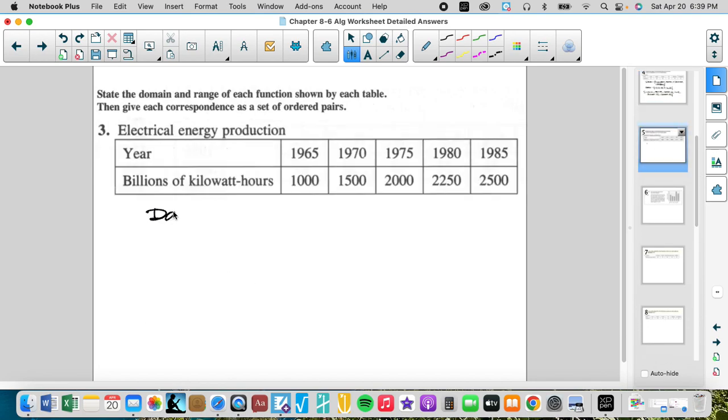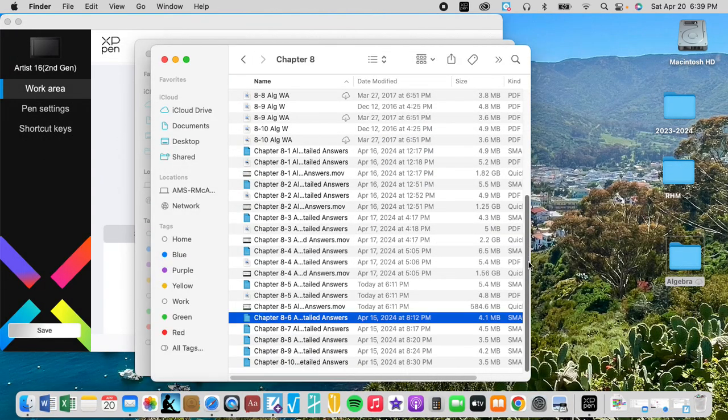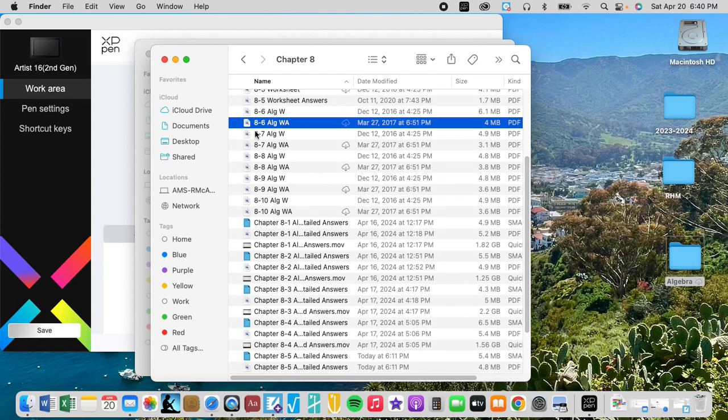So domain is always, and the way I remember which one comes first, domain is D, range is R. So I wonder if we would do the domain in numerical order. That'd be interesting to see. Let's take a gander at the answer key for, what is this, 8-6, because I want to be correct.